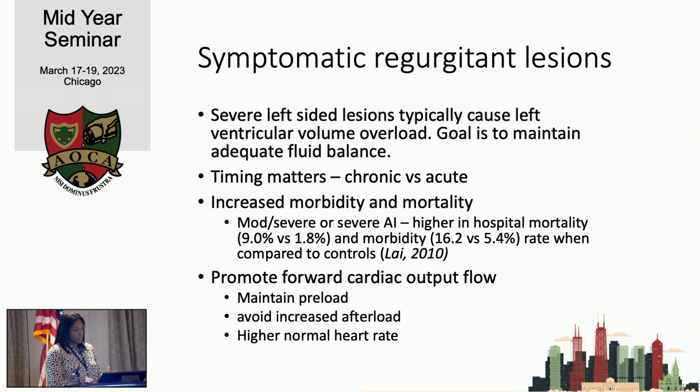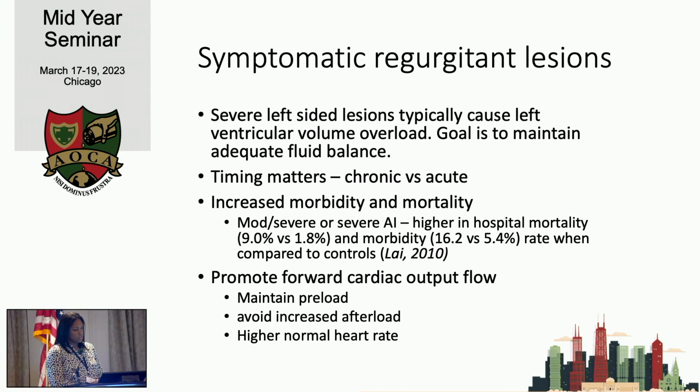But taking all of this into consideration, timing does matter. Chronic regurgitation versus acute has very significant implications. In the chronic regurgitant lesion patient, you do have time for the heart to compensate, so you have compensatory dilation. Versus in the acute phase, you don't have that time, so you have a higher risk for acute pulmonary congestion complications leading to pulmonary edema. Of course, there is an increased morbidity and mortality in these patients.